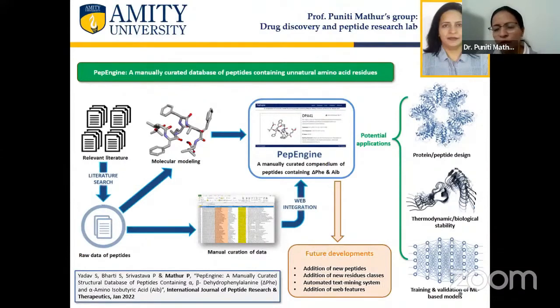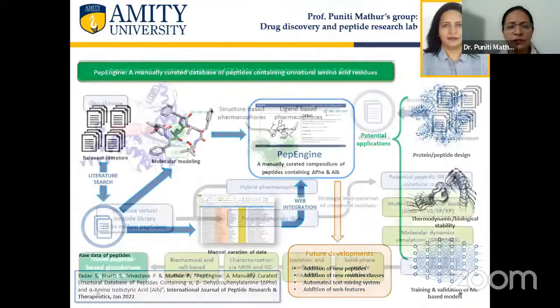So when a person is doing a protein engineering problem, a protein design problem, and he or she wants to insert a particular secondary structure at a particular region of the protein, if they use this particular database, they can get different structures like alpha helical structures or 3-10 helices or beta sheets or turns. So this is something that we could put together and publish in the International Journal of Peptide Research and Therapeutics. And this could also help us in the future endeavors of developing some machine learning models.